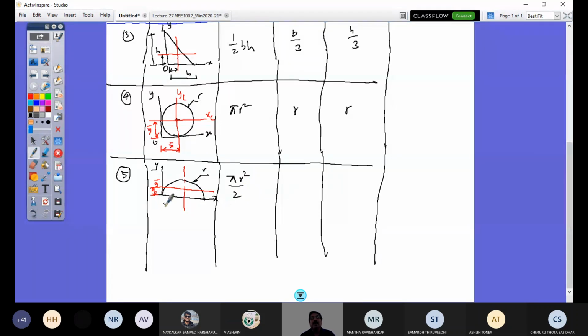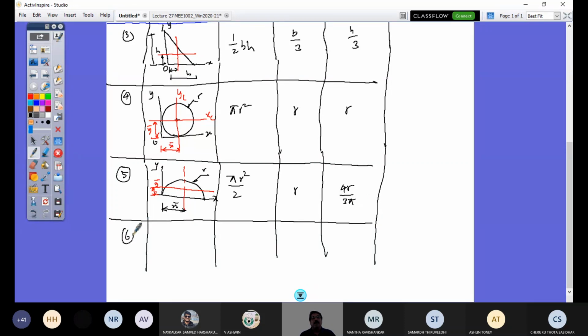And now x bar is from here. Where is it located? That's x bar. That distance is the radius r. And the other one is 4r by 3 pi, which we had derived in the last class. Right? So you should remember this.